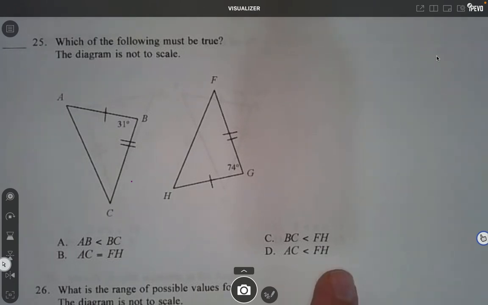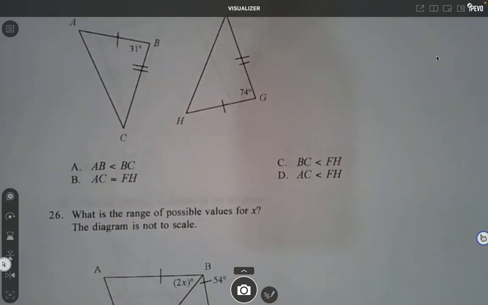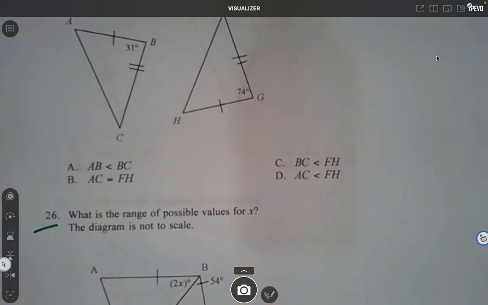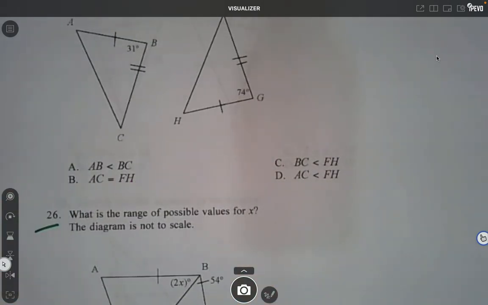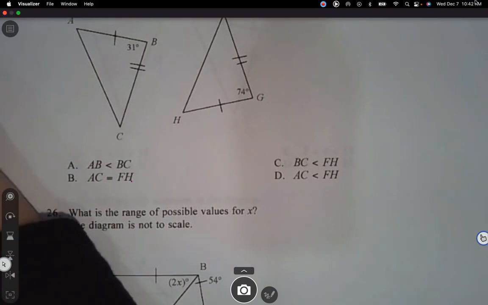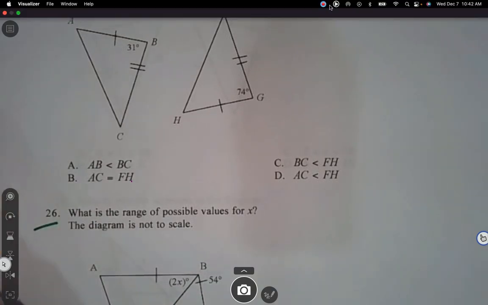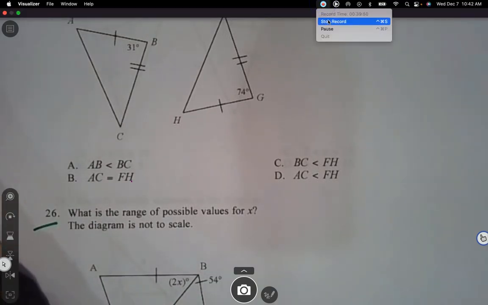Does that make sense? Okay, so we'll pick up with number 26 on Friday, or y'all can work together some. And let me stop record.